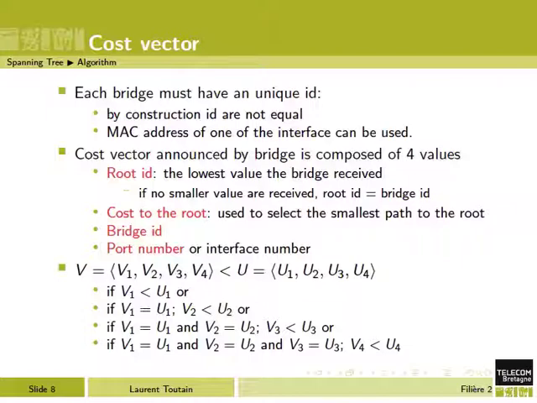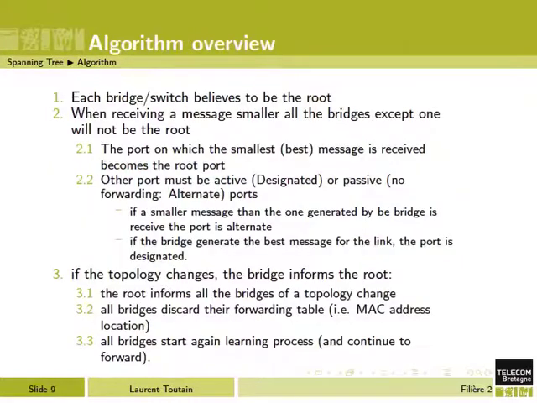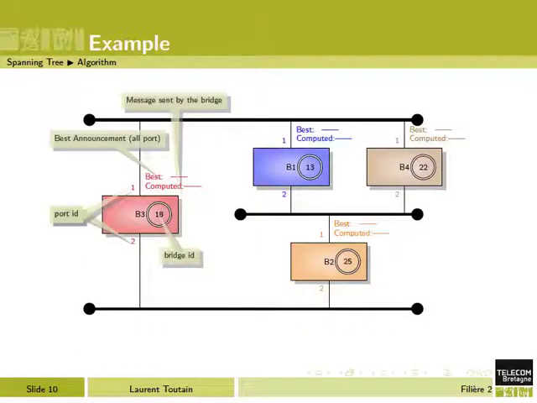Because if we have a very long tree, a very dense tree, then we have to copy a lot of time information from one bridge to another. So when we agree on the value of the root, we have to minimize the number of bridges we have to cross to reach the root. That's why we have the cost here. And if we agree on the identity value of the root and we agree on the cost to go to the root, then we will select the identity of the bridge. So this is more arbitrary. And if it doesn't work, then we will look at the port number. Okay? So, let's see that on an example.